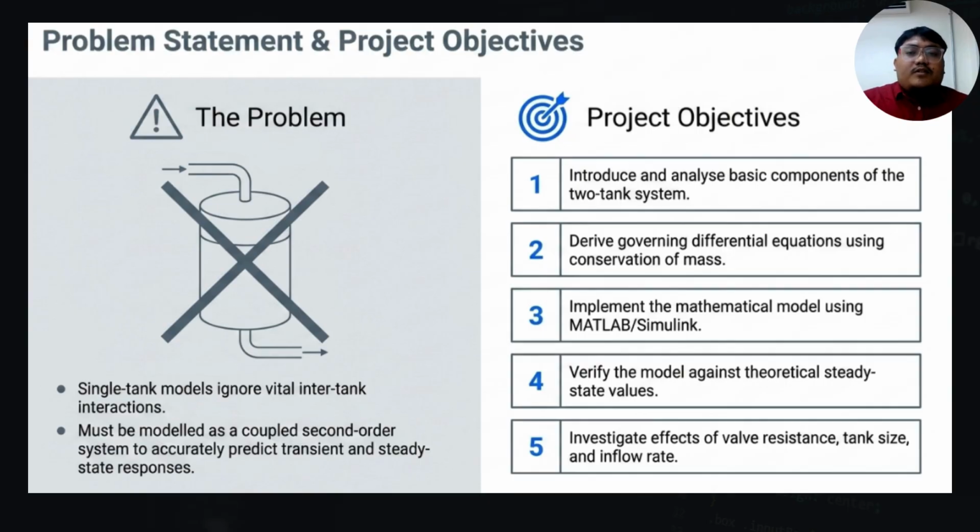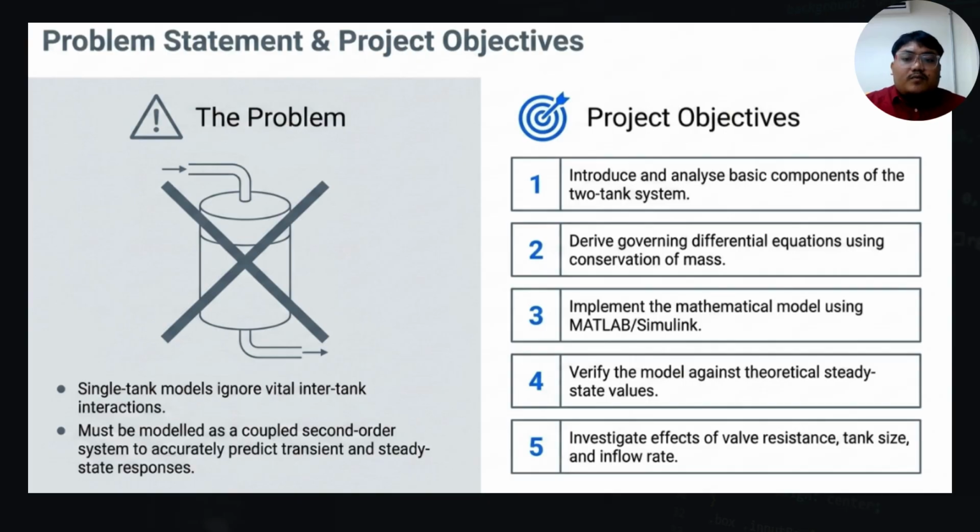The main problem in this project is that a single tank model cannot accurately represent the real behavior of the system. This is because the two tanks are connected and the flow between them depends on the level difference and the valve resistance. So, the system must be modeled as a coupled second order system.